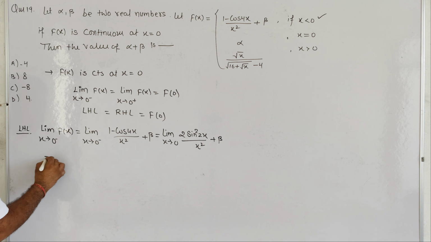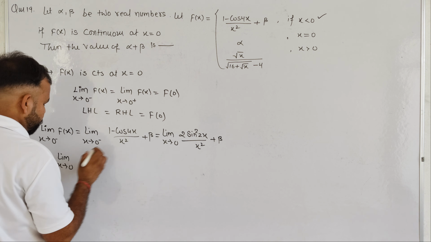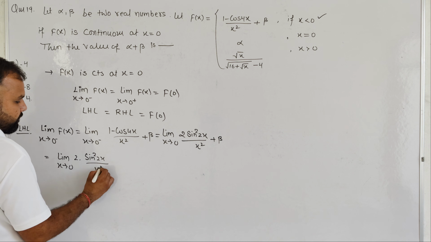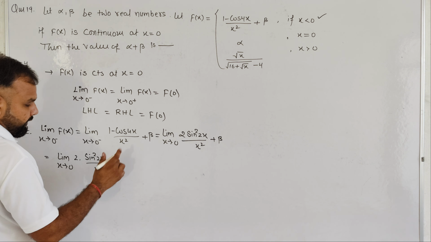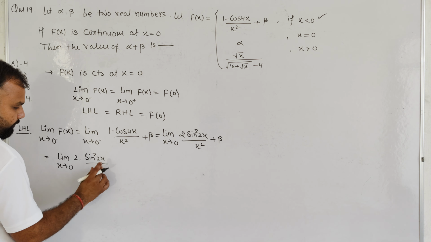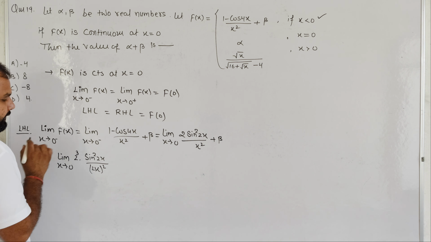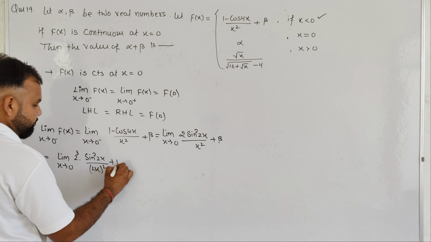Student, you know that limit x tends to 0, this 2 and sine square 2x divided by x square, it is multiplied by 2 square and divided by 2 square. So basically it will become (sine 2x over 2x) whole square, multiplied by 2 square, that means it will become 2 cube. Plus beta is present over here.